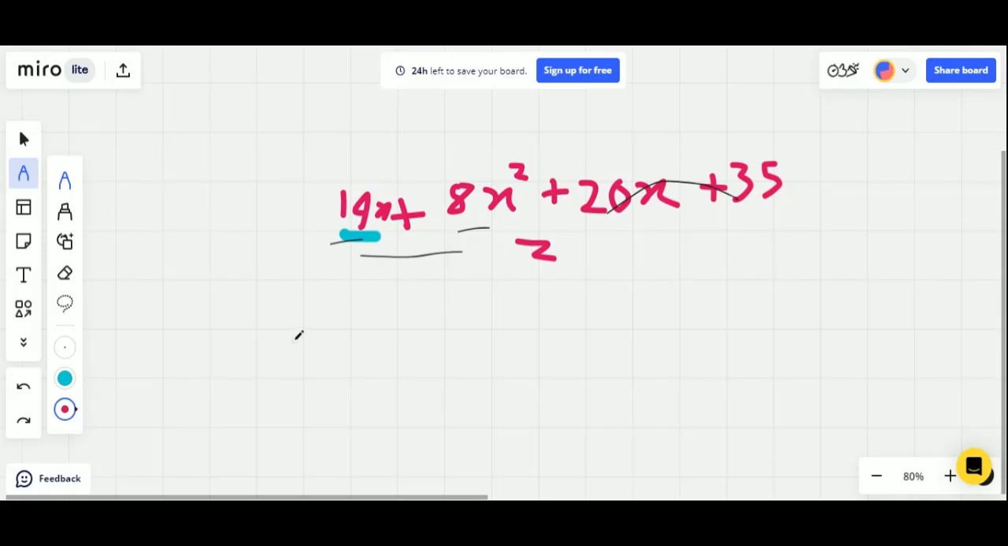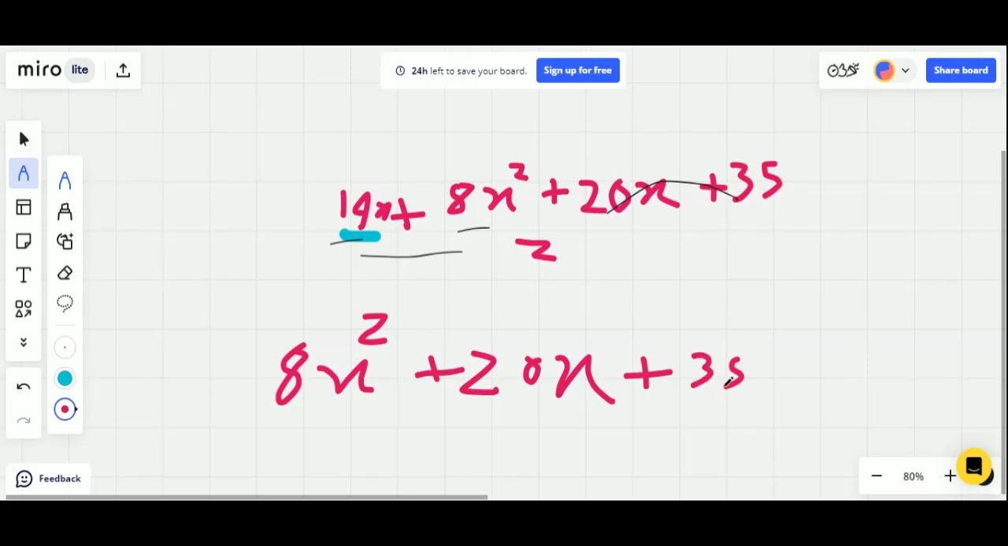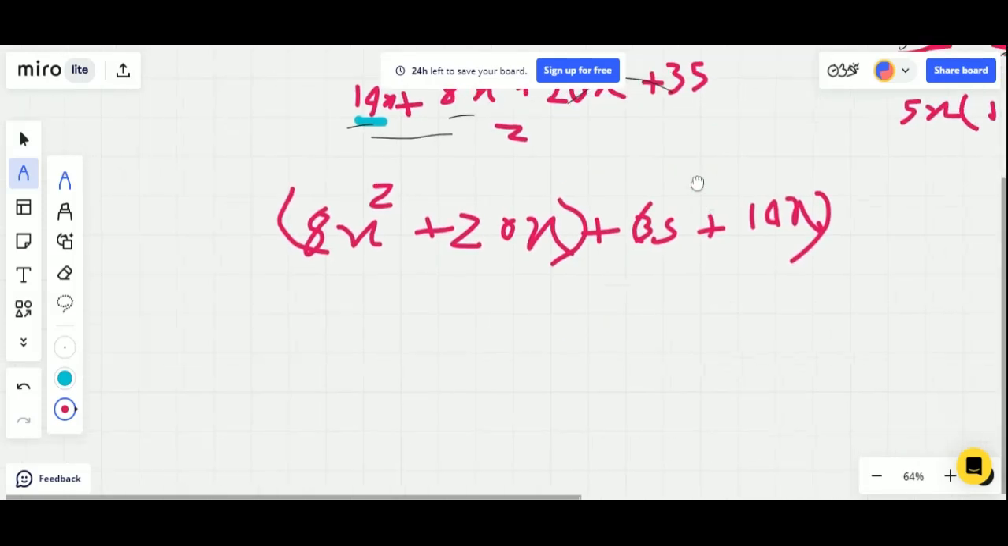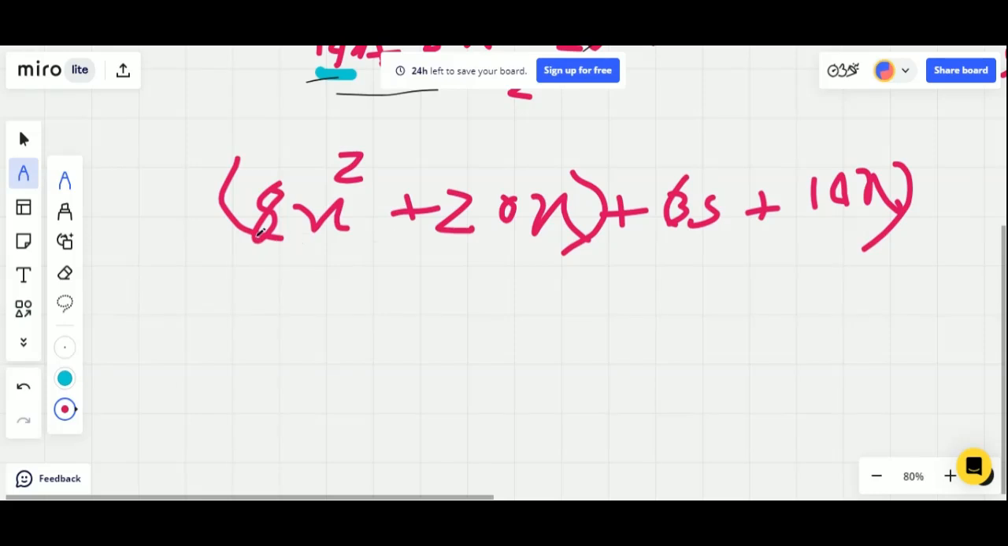So if I was to group by looking that method, I will do it like this: 8x squared plus 20x plus 35 plus 14x. Grouping these and grouping these. So now let's factorize by taking the common factors between these terms. Between 8x squared and 20x, 8 goes in 4, 20 goes in 4. So that's a common factor, or common coefficient, a numerical factor.